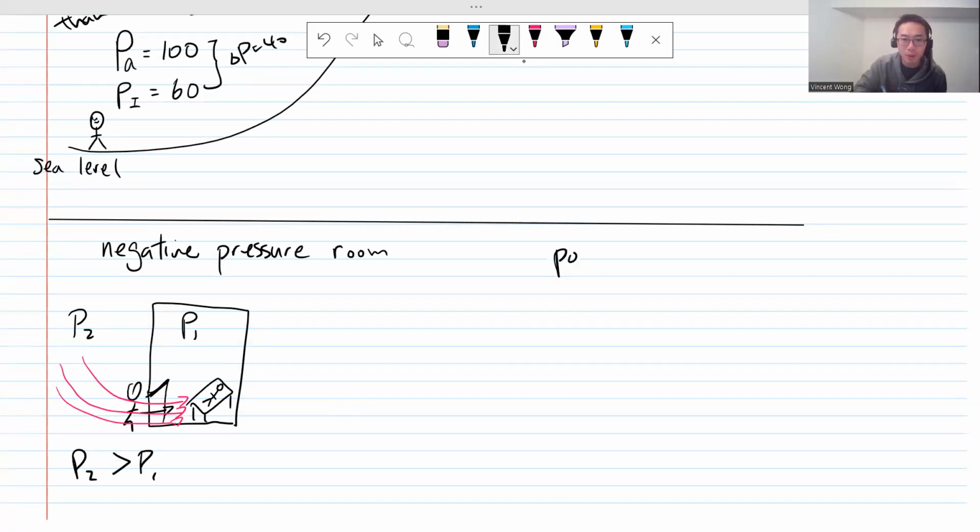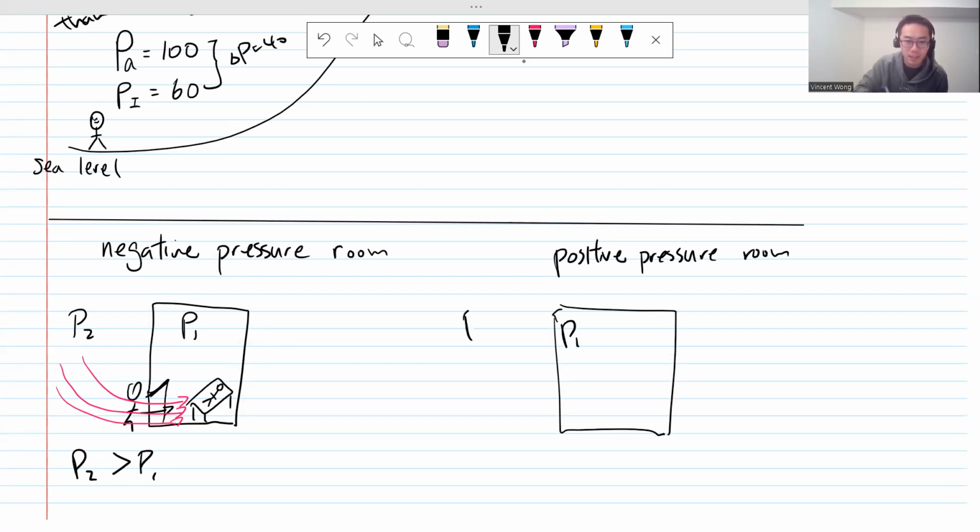Now there is also positive pressure room, which is exactly what it sounds like. It's gonna be the other way around. So this is P1 in the room, this is P2 outside, and then there is our patient. You open the door, right? This time, the air is gonna rush out. So who are we keeping in the positive pressure room and why?